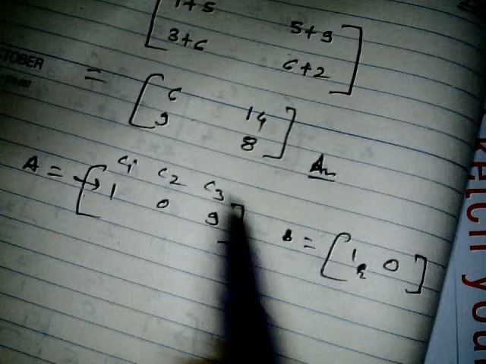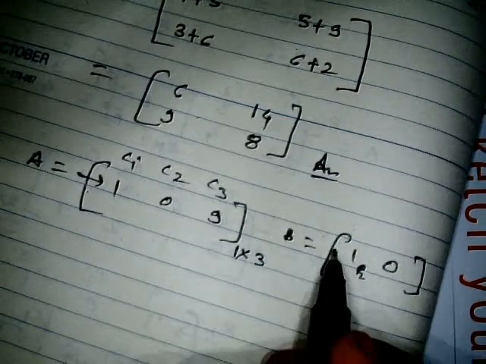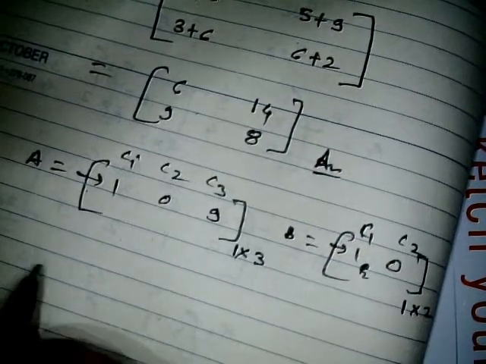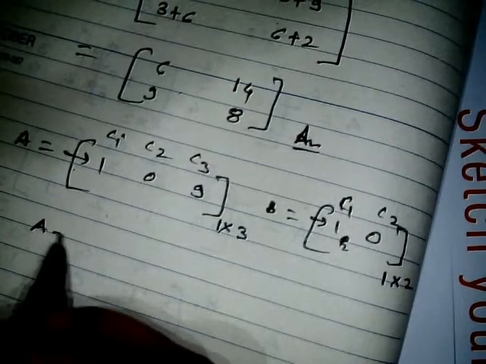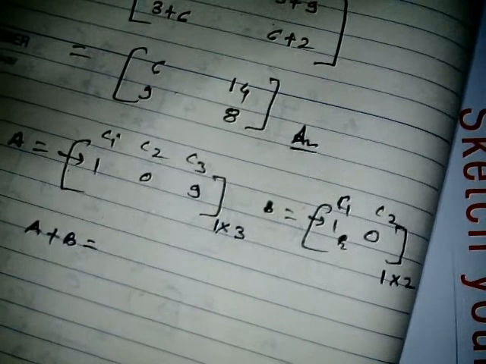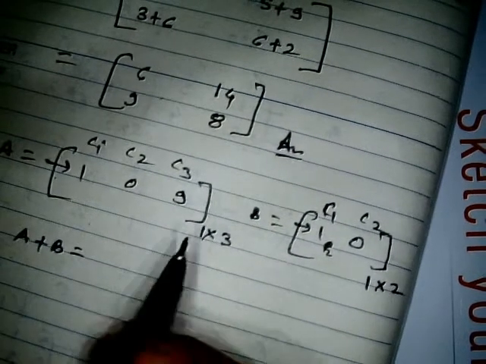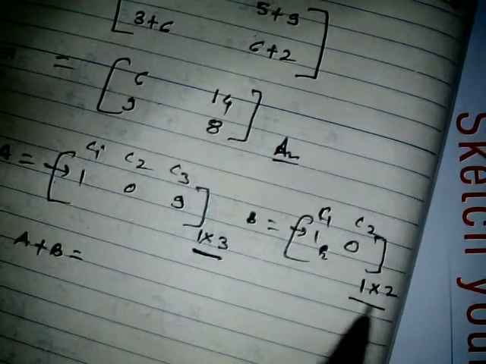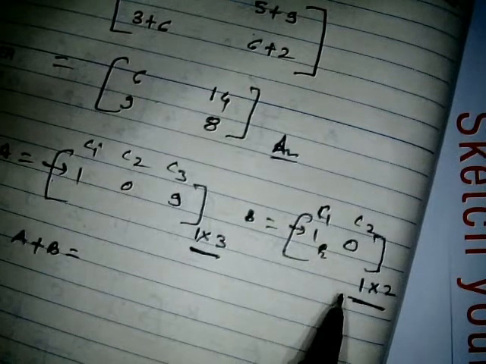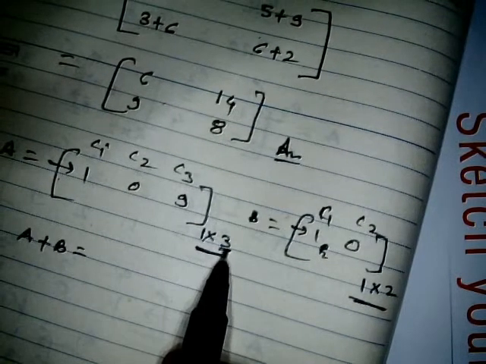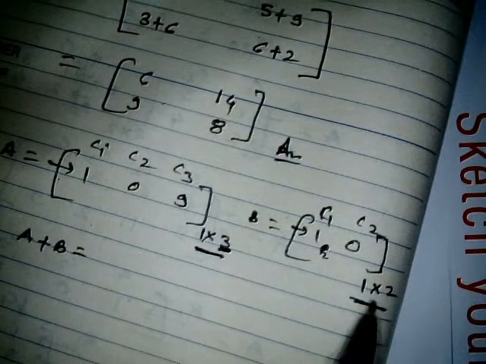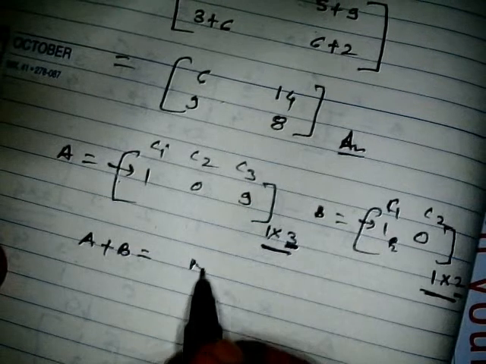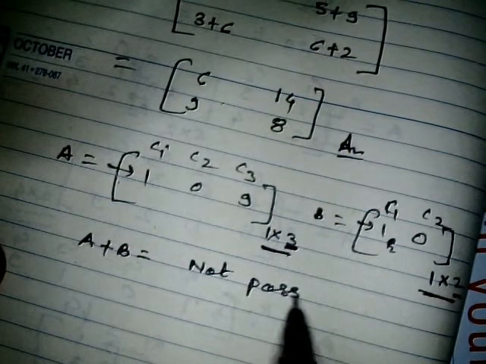Now I need to add A plus B. Is A plus B possible over here? No, because this matrix order is 1 by 3 and this matrix order is 1 by 2. If the order is not same, where is the difference coming? This has 3 columns and this has 2 columns. So this matrix addition is not possible. So what we understood? We understood the matrices could be added if they are of same order. Otherwise they could not be added.